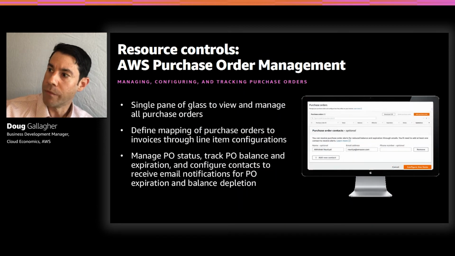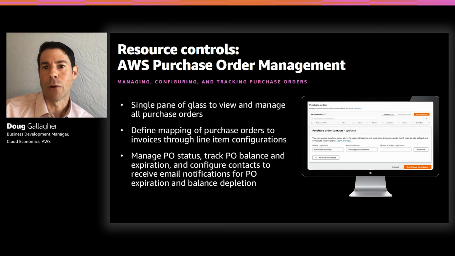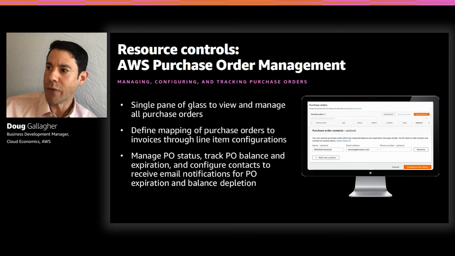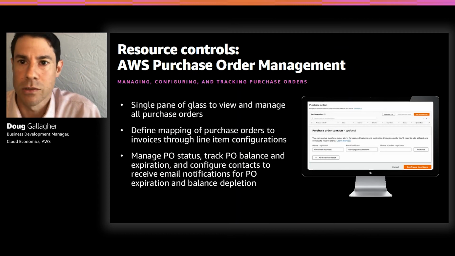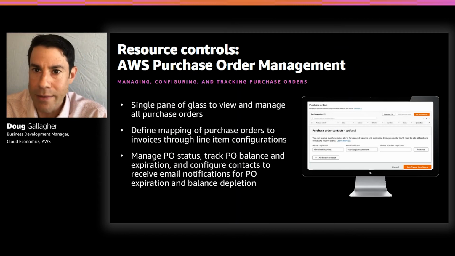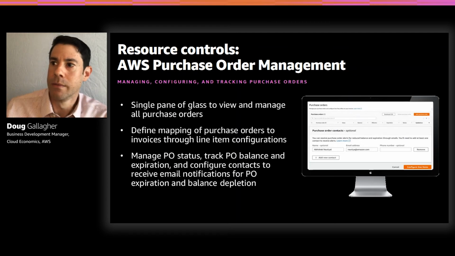Another tool available via AWS is AWS Purchase Order Management. I actually started my career in purchasing, and this is a really great tool because it provides a simplified view to view and manage all purchase orders in a single console, and it allows customers the ability to do a variety of things, including match purchase orders to invoices, and manage and track statuses along with balances and expirations. So it's another great opportunity for customers to leverage, to help control and automate the monitoring of expenses.